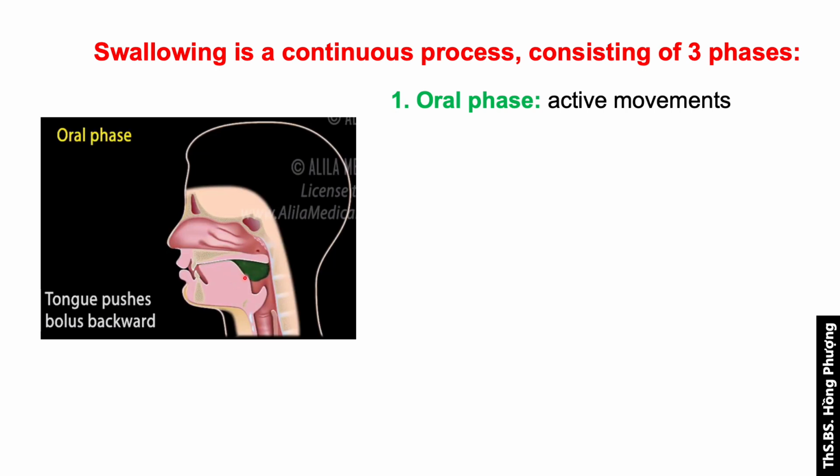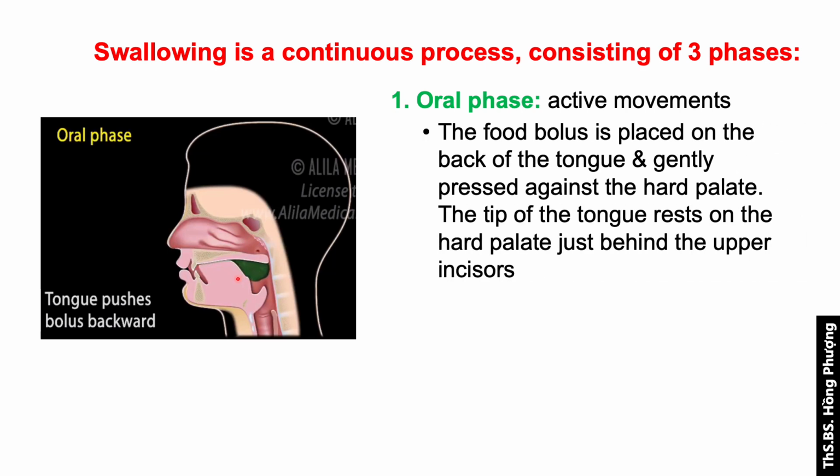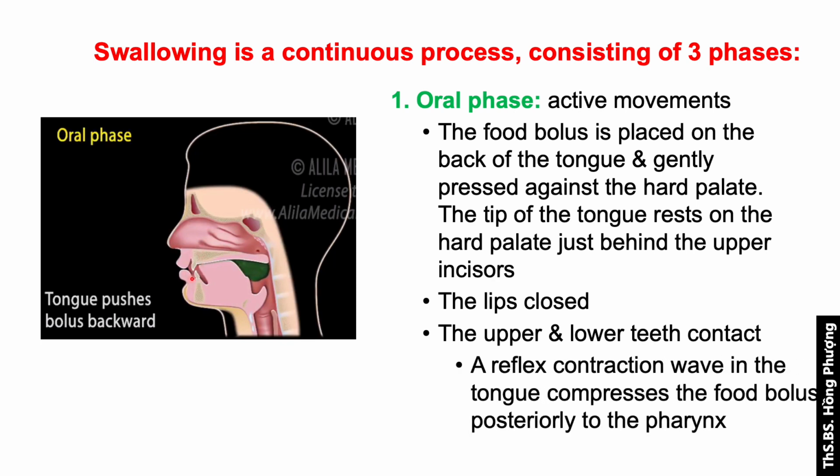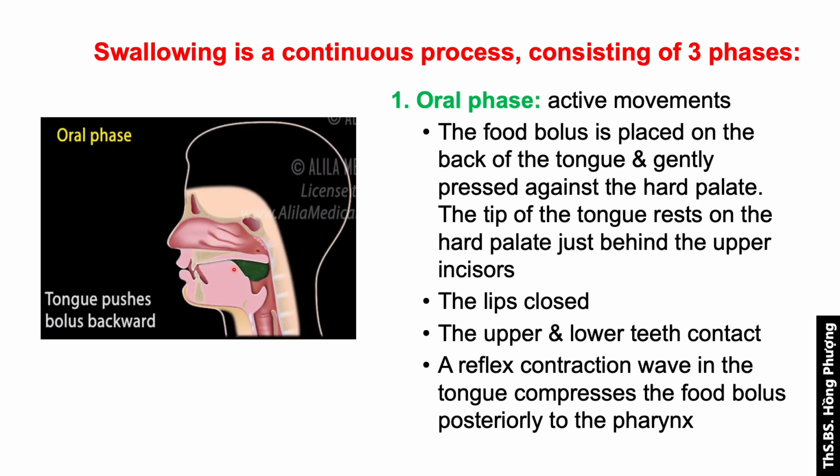After the food is chewed and formed into a food bolus in the oral cavity, the swallow is activated. The tongue will move the food bolus, placed on the back of the tongue, and gently press it against the hard palate. At this time, the tip of the tongue rests on the hard palate just behind the upper incisors. The lips are closed, and the upper and lower teeth contact each other. And a reflex contraction wave of the tongue compresses the food bolus posteriorly to the pharynx. These are the activities that take place during the oral phase.